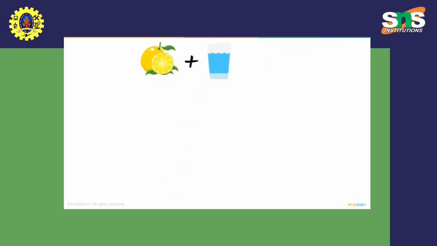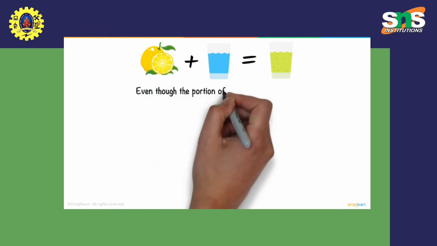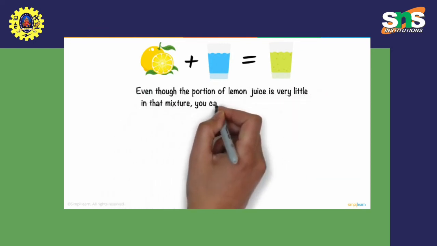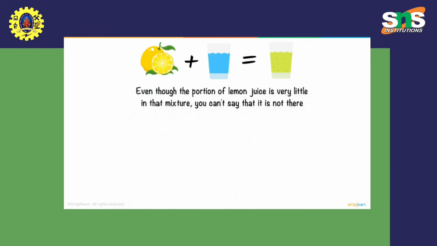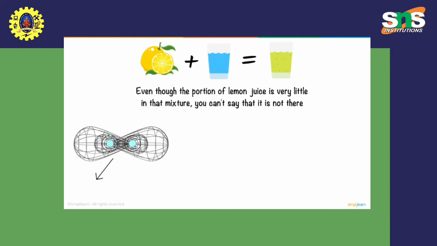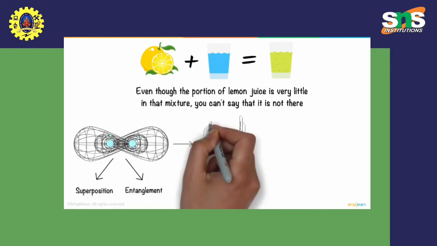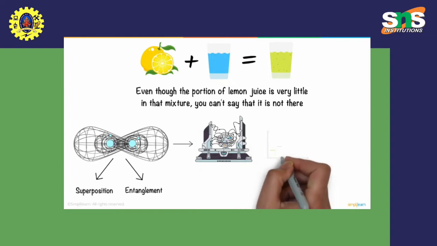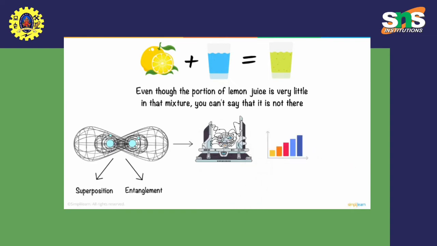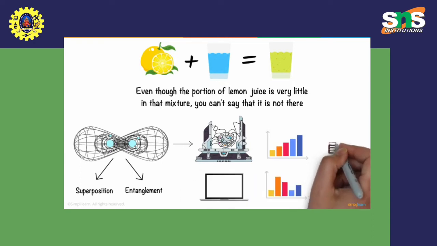In a mixture of lemon juice and water, even though the portion of lemon juice is very little in that mixture, you can't say that it is not there. This property of superposition and entanglement of quantum physics empowers quantum computers to handle operations at speeds that are orders of magnitude faster than traditional computers.